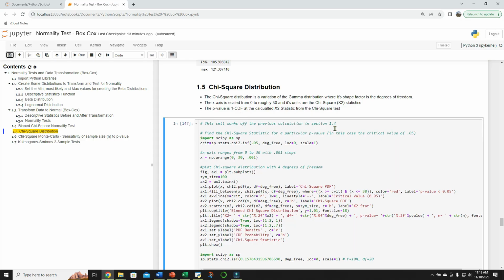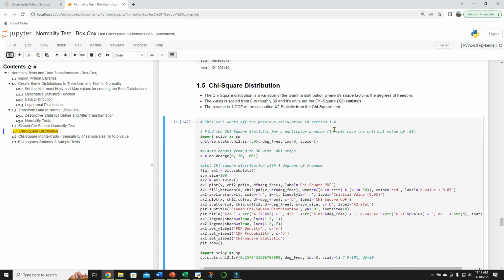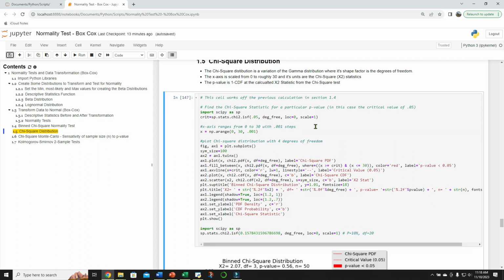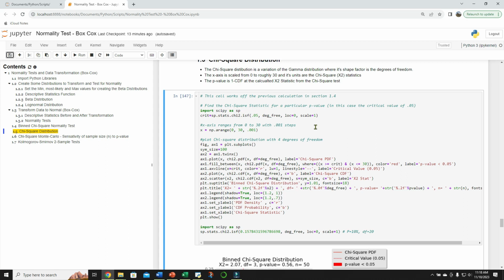I thought it'd be interesting just to take a closer look and to see what it looks like. Basically, the chi-squared distribution is a variation of a right-tailed gamma distribution, where its shape factor is the degrees of freedom. So here's a script that plots up the chi-squared distribution for the data we were just looking at.